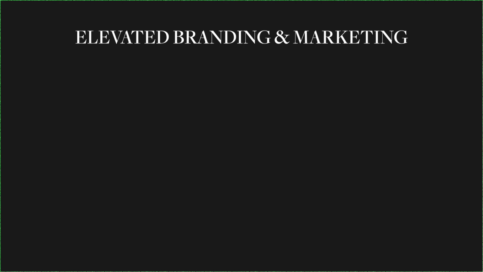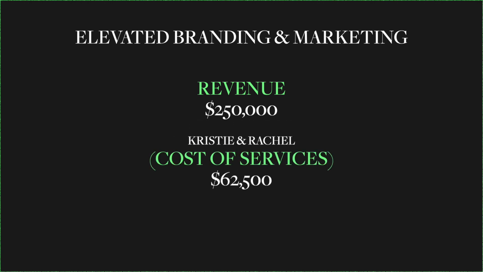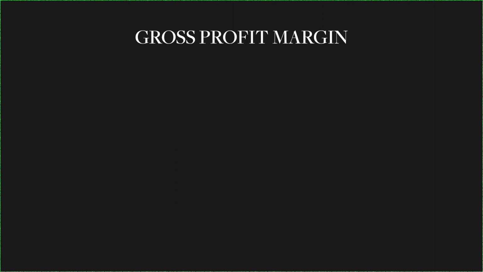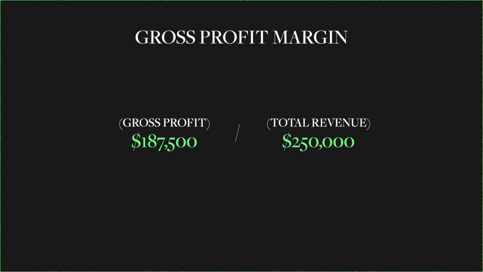Last year, Elevated Branding and Marketing did $250,000 in revenue. The work that Christy and Rachel do is considered cost of services since their work is part of what the customers are actually buying. In total, Amanda paid Christy and Rachel $62,500. That means Amanda's gross profit for the year was $187,500. We then calculate her gross profit margin by dividing her gross profit of $187,500 by her total revenue of $250,000. We see that her gross profit margin is 75%, and that is well above the 60% mark I discussed earlier.